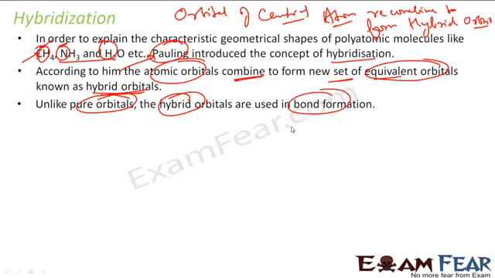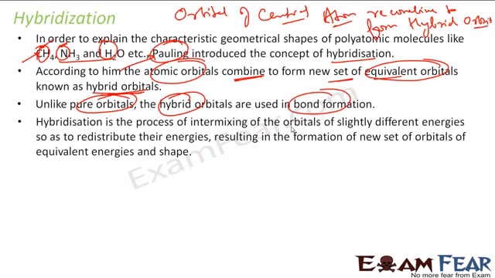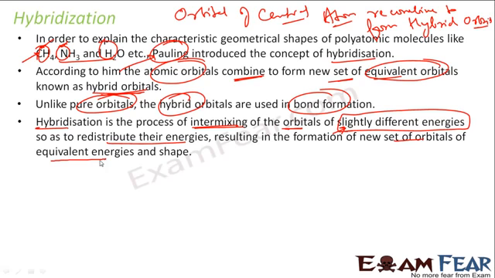And with this, if we do that, we can explain the shape properly. And the formal definition of hybridization is nothing but the process of intermixing of orbitals of slightly different energies. Please note, slightly different energies, so as to redistribute their energy, resulting in formation of a new set of orbitals of equivalent energies.